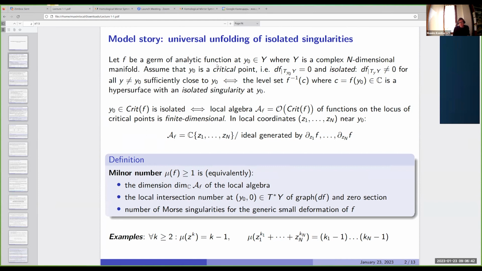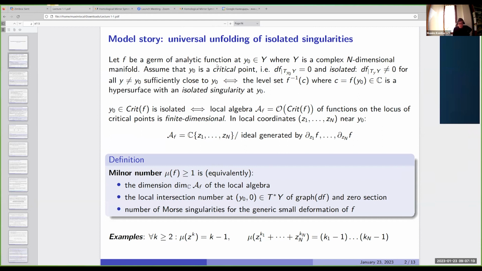What one can do is rephrase it in other ways. If we consider the level set of my function passing through this critical point, then I get a hypersurface which is smooth except at one point, which will be an isolated singularity of Y0. So I can say it's either an isolated critical point or an isolated singularity of a hypersurface. The fact that this critical point is isolated is equivalent to the fact that the algebra of functions on the locus of critical points in the neighborhood of this point is finite dimensional.